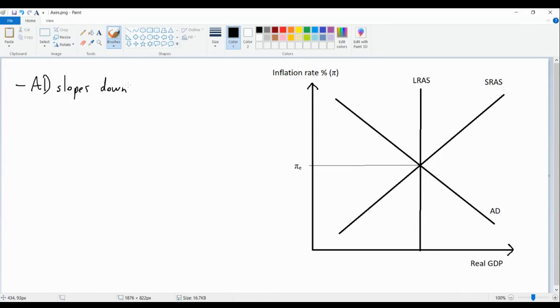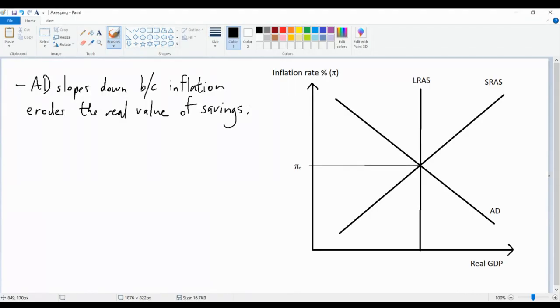but of course you need to remember why. And there's more than one reason, but the main reason that we focused on is that inflation erodes the real value, this is a very concise way of putting it, of your savings or your wealth. In other words, when there's inflation, any wealth that you have that isn't indexed is worth less in terms of final goods and services.